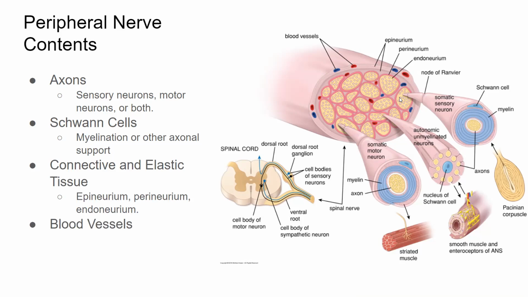And then we also have some blood vessels supplying the nerve in the epineurium. Okay, so that's your general arrangement of a peripheral nerve. Not too bad, right? Okay.